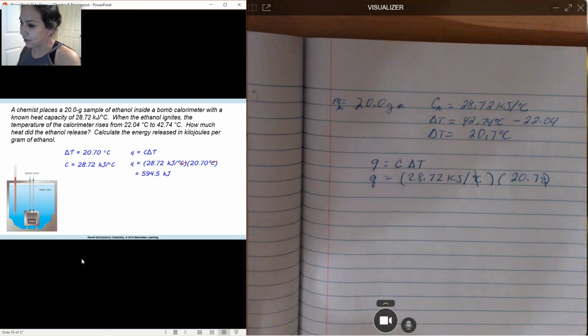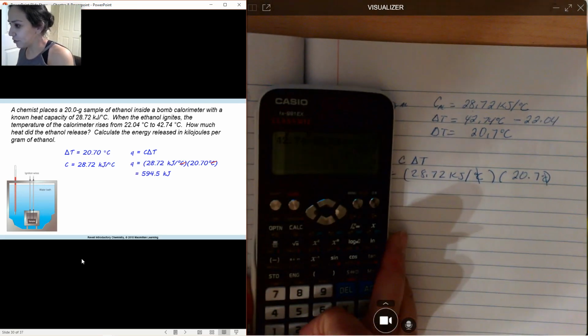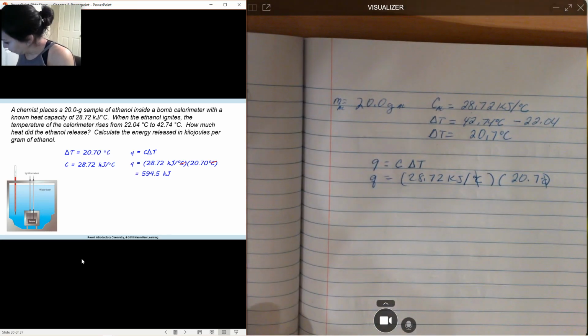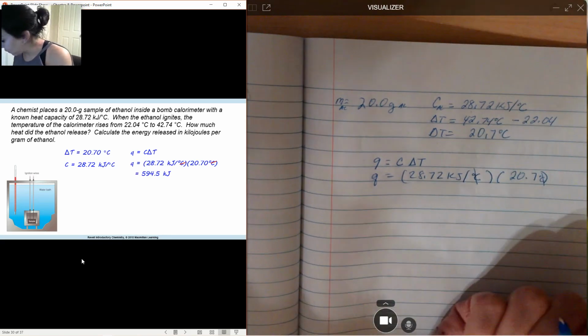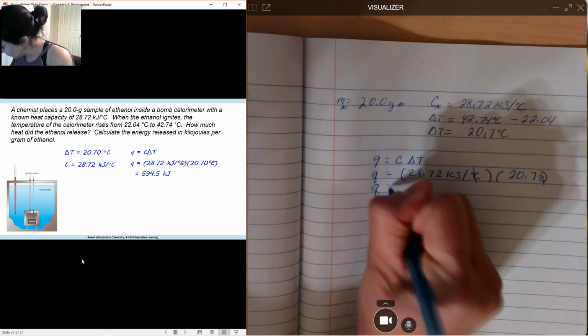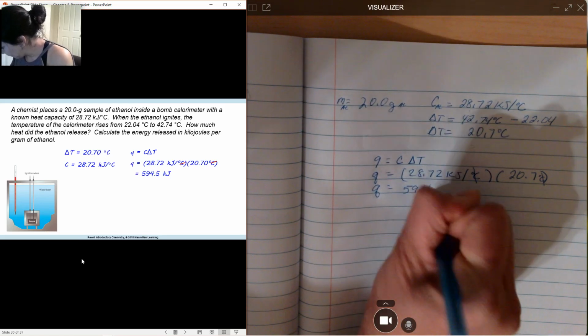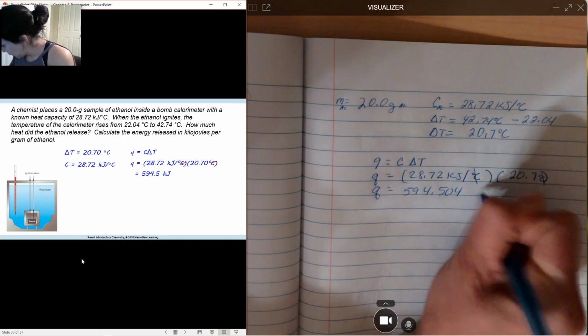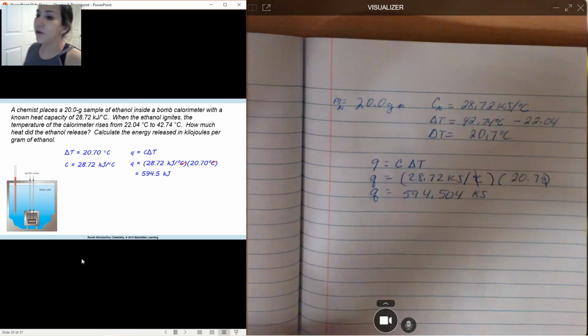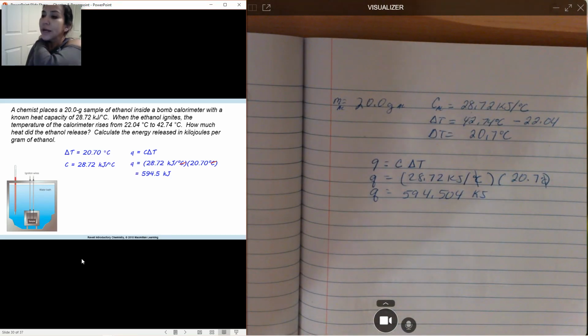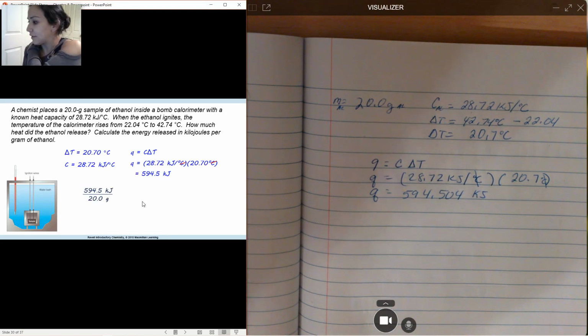Like I said, always verify the numbers here. You never know. So I have that 20.7, I'll multiply it by the 28.72. I get 594.504 kilojoules. Now we know that's not the correct number of significant figures, so we still need to make sure that we turn that into the correct number of significant figures.